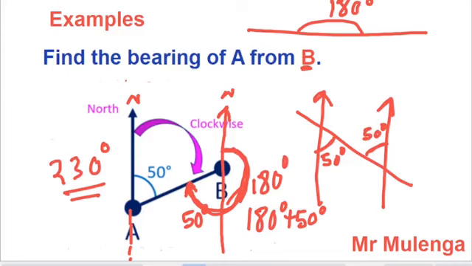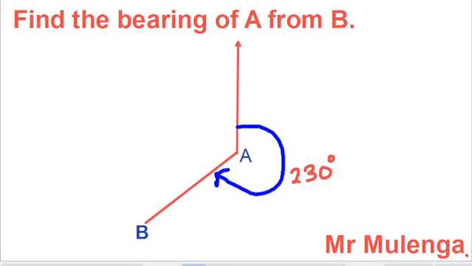So let us now move on to our third example, sorry. So this is our third example right here. Find the bearing of A from B. All right, so how can we answer this question? So to find the bearing of A from B, where they have said from B, that's where we're going to draw our north. So I hope we have gotten this. So the north will be at point B right here.